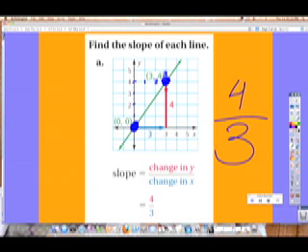Question for you. On this one, we moved up 4. But what if we had a graph where we had to move down 4? How would you mark down 4? Negative. Just throw a negative in there.